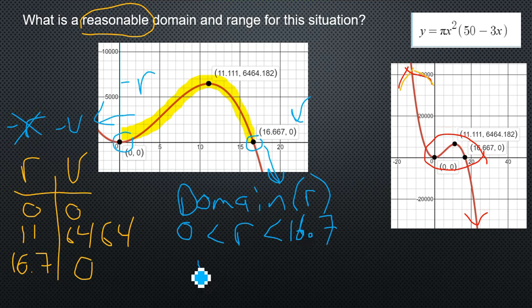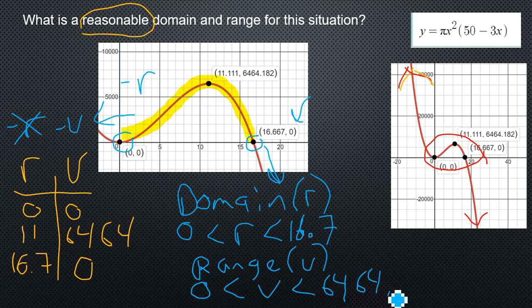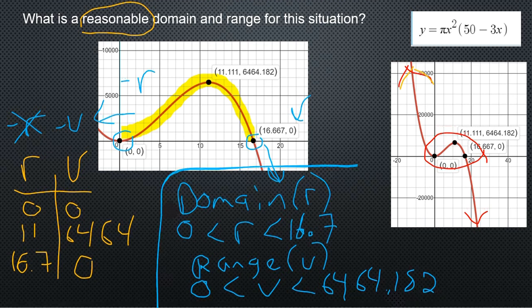Now our range, in this case, is going to be volume. And our volume is going to live between the top and bottom parts of this highlighted graph here. Obviously, we can have a volume greater than 0, and we can go all the way up to 64.182. So we have a reasonable domain and range now. And again, if you're having trouble seeing domain and range, think back to your Desmos project where the domain is your left-right bounds and your range is your up-down part.